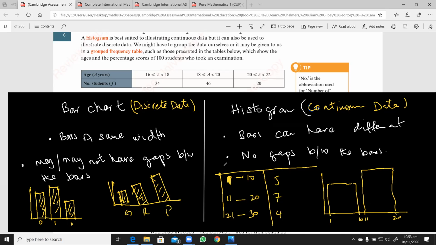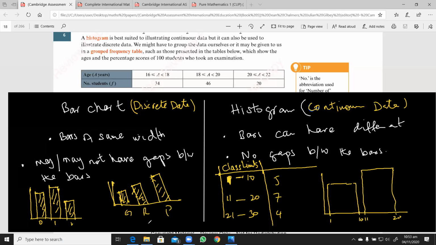For that purpose, we calculate one more thing. If these are the classes or groups, whatever you have, what do we call that? These are basically class limits here. What do we calculate to convert our discrete data into continuous data? Class boundaries. We calculate the class boundaries. Let me show you how it is done in this.